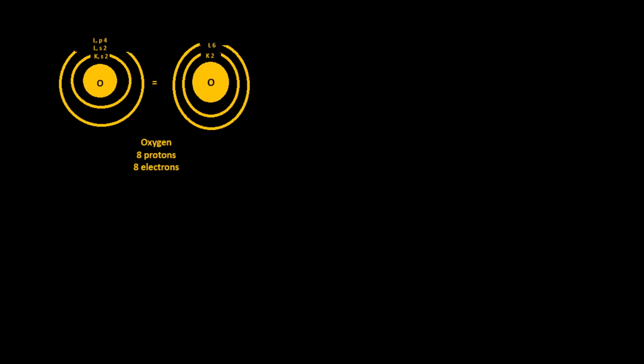The second process is covalent bonding, that is, a sharing of electron orbitals. Oxygen has 8 protons and 8 electrons. The L shell, or shell number 2, has 2 subshells, S and P. The S subshell is complete with 2 electrons. However, the P subshell, having only 4 electrons, is not complete. The P subshell of incomplete orbitals wants 6 electrons for a complete valence shell of 8 electrons.